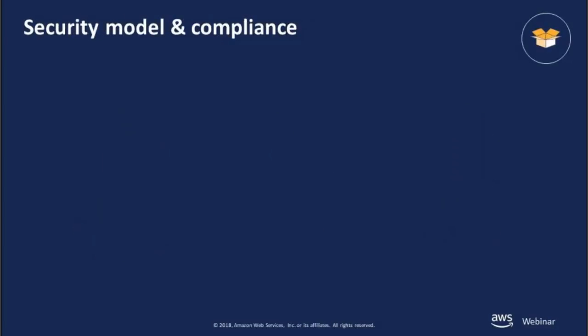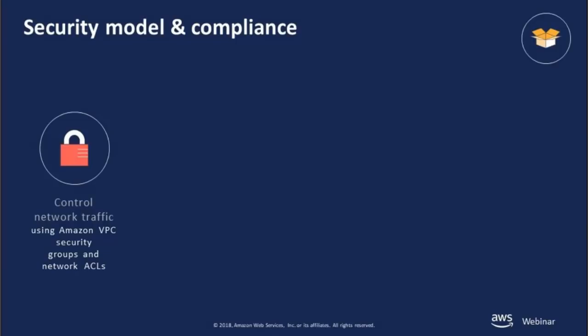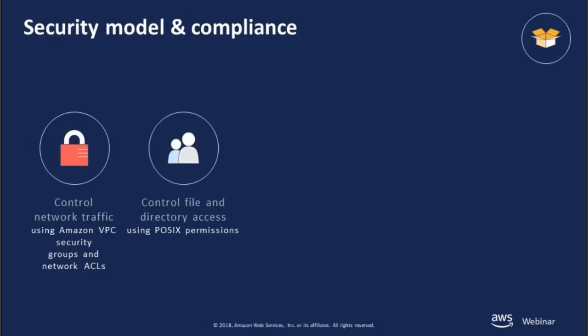So in terms of security and compliance, to control access to the file system, you would use standard network controls that we have within a virtual private cloud. So those would be a VPC security group and network access. If you're familiar with Amazon VPCs and security groups, you can associate 5 different security groups to a file system, specifically a mount target of a file system, to control access to that file system.